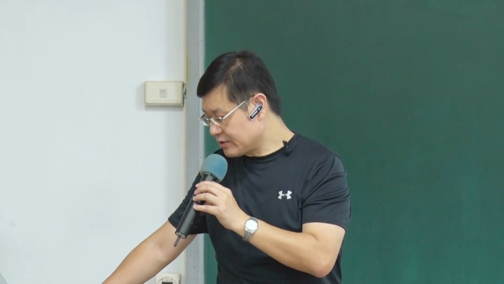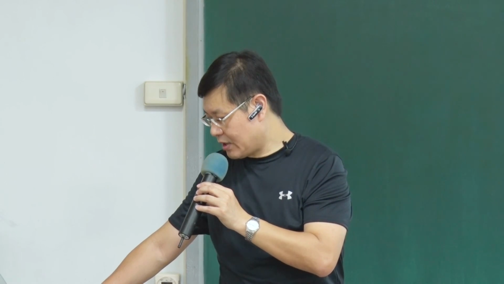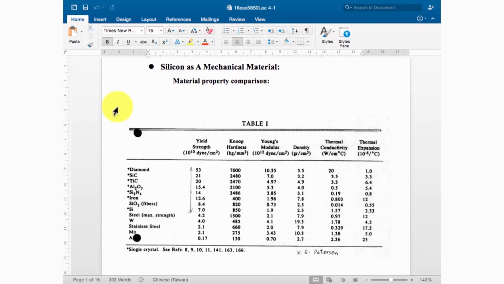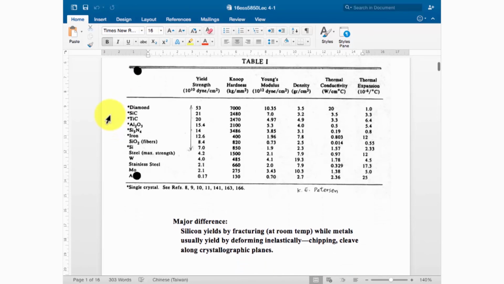So before we enter the process details of bulk micromachining, we first need to consider why we use silicon. Why is silicon a good material for mechanical structures? To understand if silicon is a good mechanical structure material, we can look into the material properties among different materials. So we have a big table over here to compare different materials.